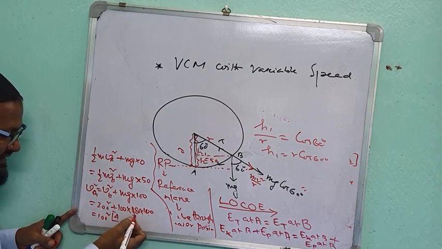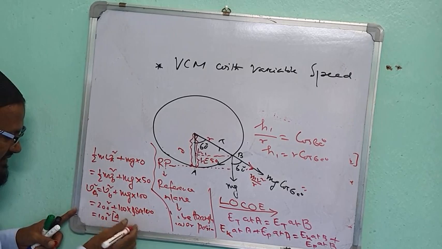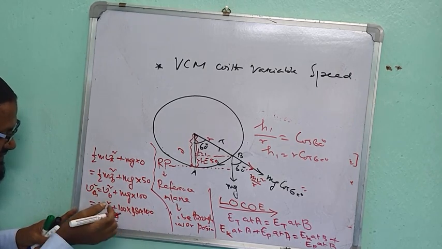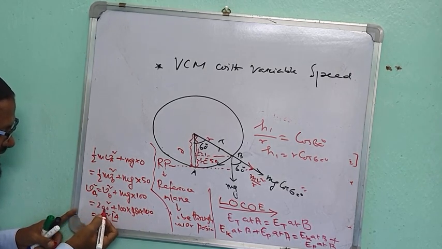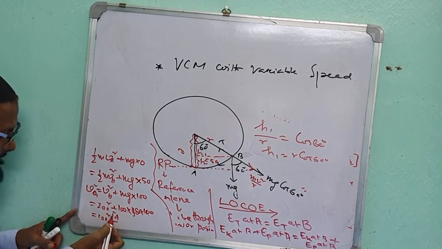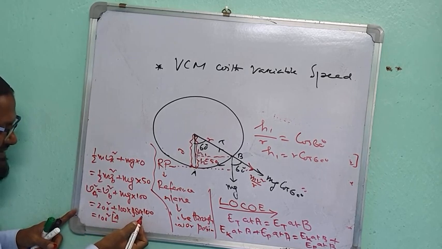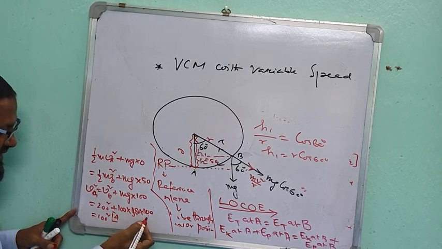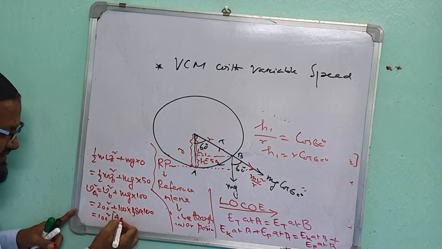In that case, what is this? I am taking 100 square common. In this case, what is this? This is 4. In this case, what is this? 100 square comes out. What is this? This is equal to 1.